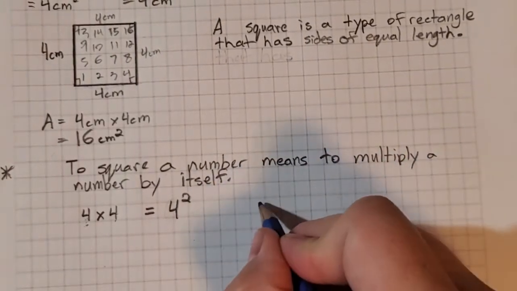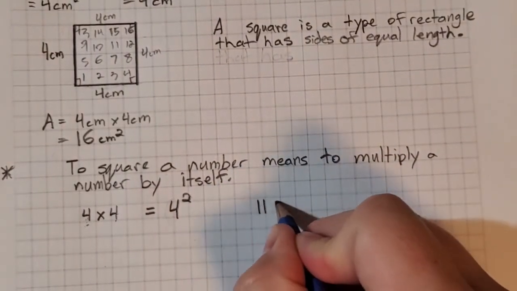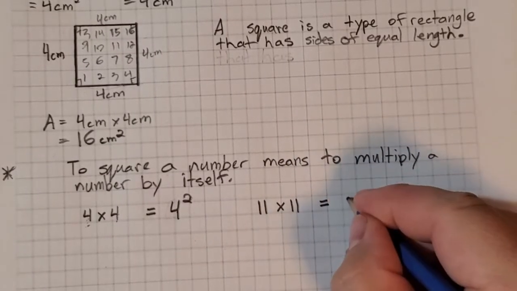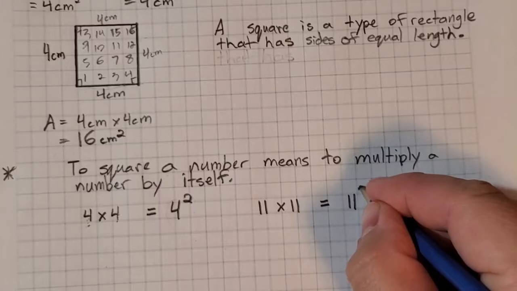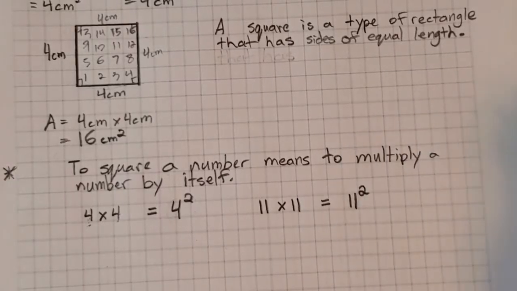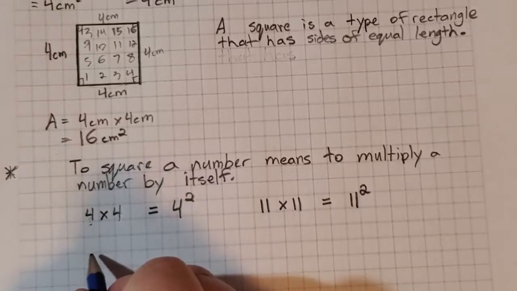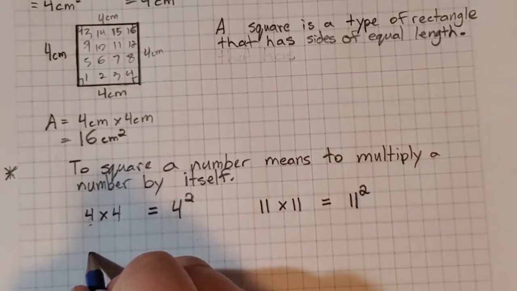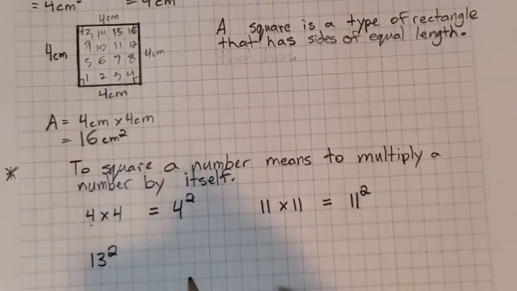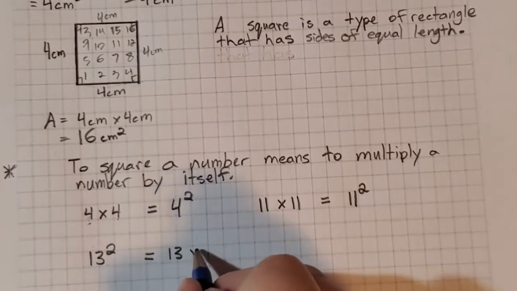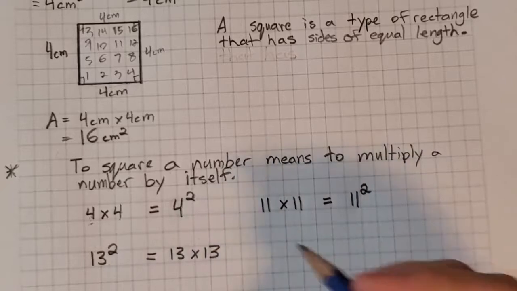Let's do another example here. What about 11 times 11? How would that be written? That would be written as 11 squared. Let's do it the other way. What about 13 squared? How would you write that spread out? It would be 13 times 13.